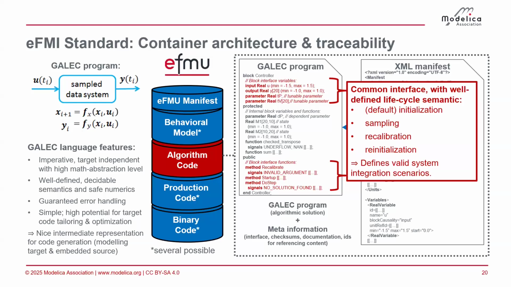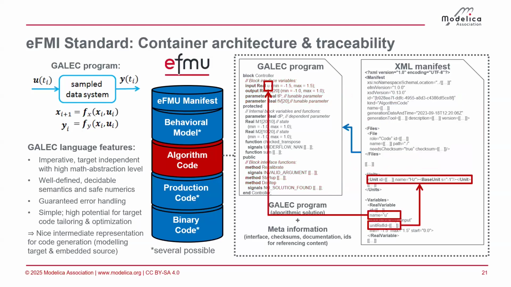It's not possible for the embedded world. But we have a standardized Gallic interface. And what you see is, okay, for this input, for example, in the manifest, it has this unit. And then you know, okay, that's the unit. And you also see from the manifest the causality, that it is an input. So the interface is described in the XML manifest. You can see it in the Gallic code, but you can also just look in the manifest. So you don't need a full Gallic compiler that reads all kinds of Gallic programs to know what the interface is. You can just look into the manifest.